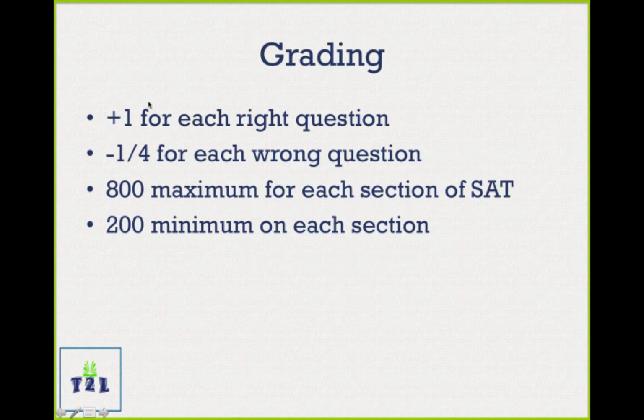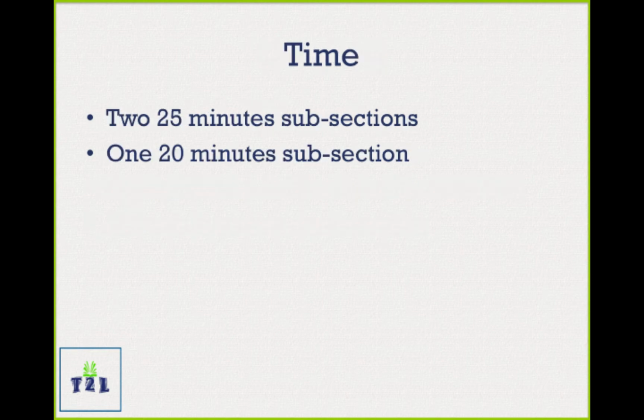First, let's talk about grading. You get 1 point for each right question, and you lose a fourth of a point for each wrong question. We'll talk about exactly how to use this in order to strategize for your guessing in later lessons. 800 is the maximum score for each section of the SAT, and 200 is the minimum.